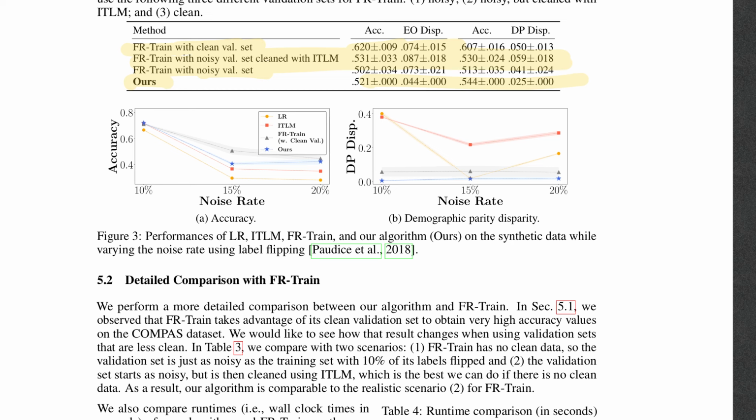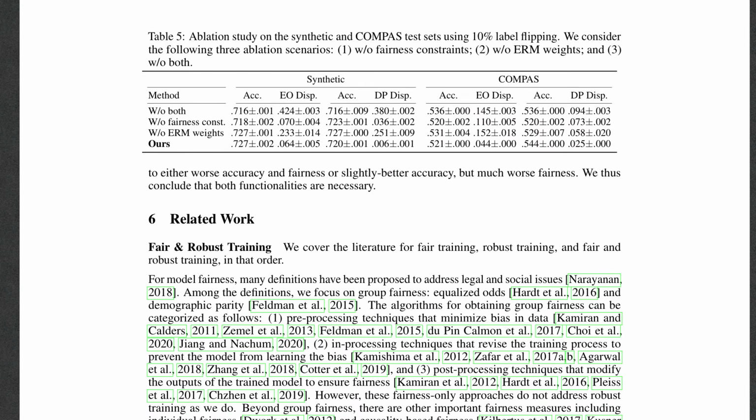They also show that in the synthetic data, their proposed methodology does not have the problem of resulting in higher disparity with increasing noise rate. They provide information with regards to the different components of their methodology as well.